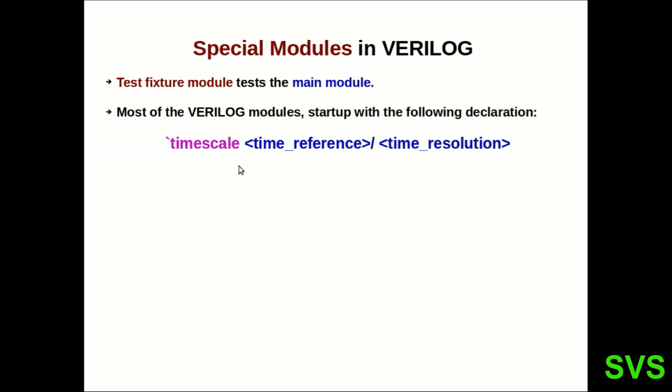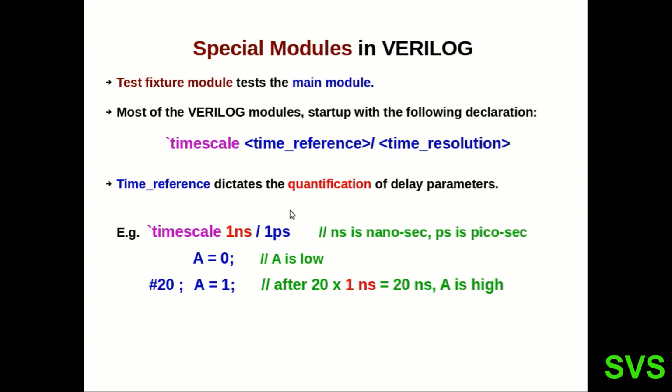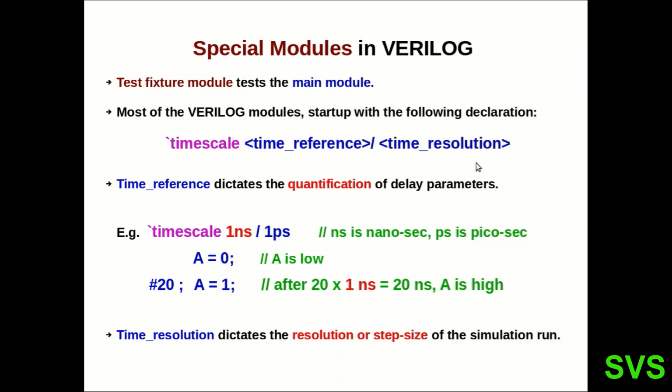So here the time reference depicts the quantification of the delay parameter. For example, in case you have this fraction apart from the module declaration, we assume the appropriate declarations are done. And in case we have hash 20 coming up in the test fixture, it is a mere count, and the quantification is scaled by this unit. So we have hash 20 implying 20 nanoseconds, since here we have the time reference as 1 nanosecond. Similarly, we have time resolution as well, which dictates the step size or the resolution for the simulation run.